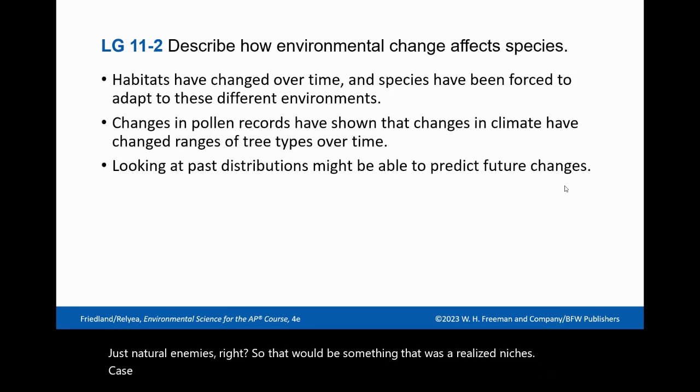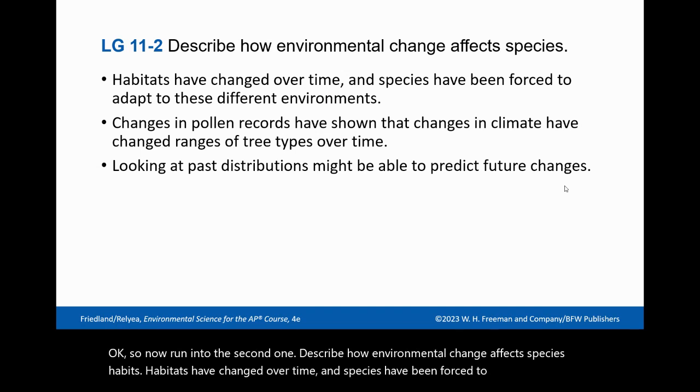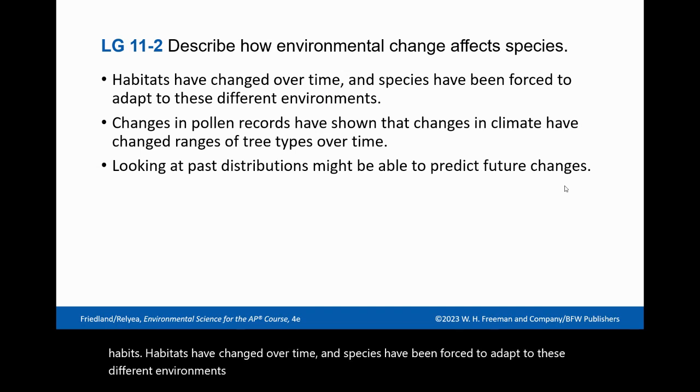Okay, so now we're on to the second one. Describe how environmental change affects species. Habitats have changed over time, and species have been forced to adapt to these different environments. Changes in pollen records have shown that changes in climate have changed ranges of tree types over time, and looking at past distributions might be able to predict future changes.